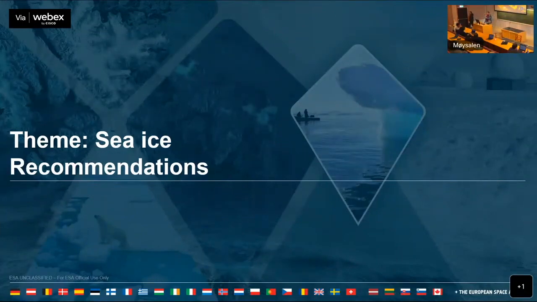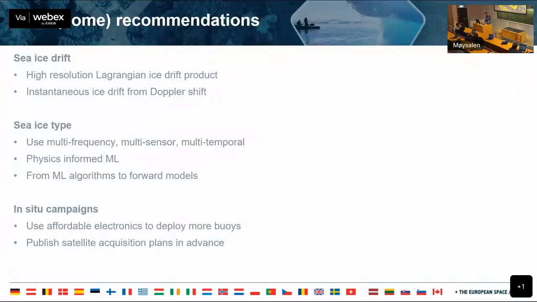Yes, I know I'm between you and the restaurant, so I'll be short. We have just one slide. We had a lot of recommendations, so I picked only some, maybe main recommendations, and grouped them into three topics. So for sea ice drift, we need the high resolution Lagrangian ice drift product, as it can be used for many applications. And we also really need instantaneous ice drift from a Doppler shift, either from Sentinel now with one component, or with Harmony with two components, or maybe with SeaSAR if it flies.